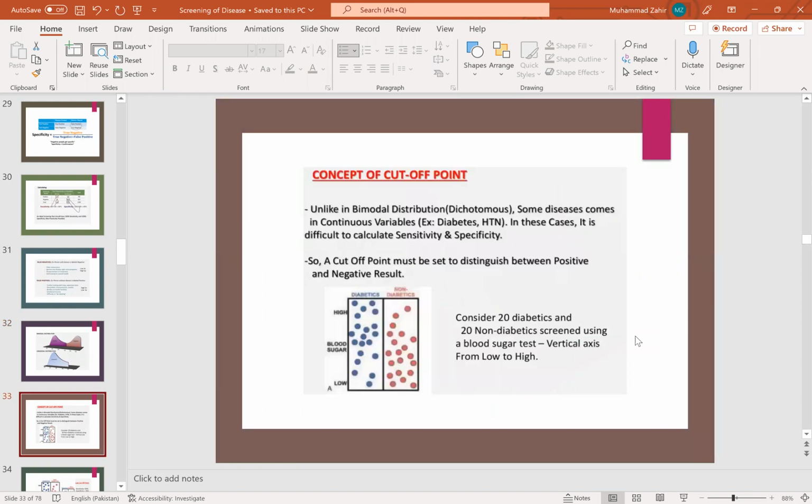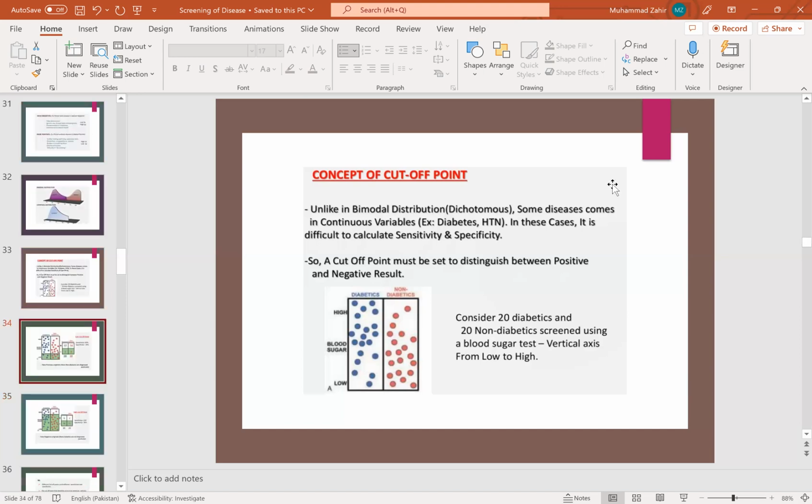Concept of cutoff point. Unlike in bimodal distribution, which is dichotomous, some diseases come in continuous variables like diabetes and hypertension. In these cases, it is difficult to calculate sensitivity and specificity. So a cutoff point must be set to distinguish between positive and negative results. So if we see, these are diabetics, these are non-diabetics, this is high blood sugar level and this is low blood sugar level. So we consider 20 diabetics and 20 non-diabetics screened using a blood sugar test, vertical axis from low to high.